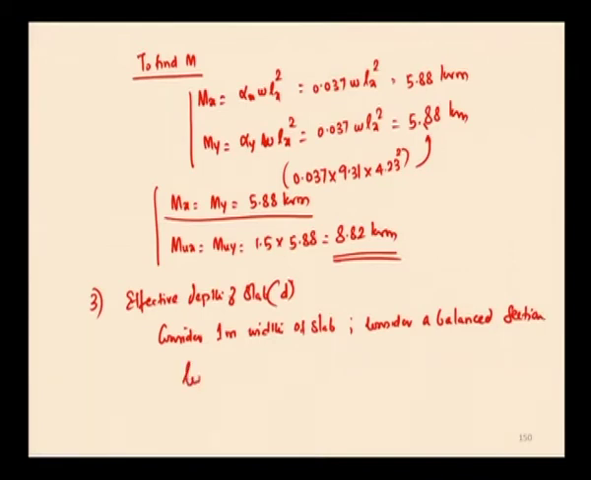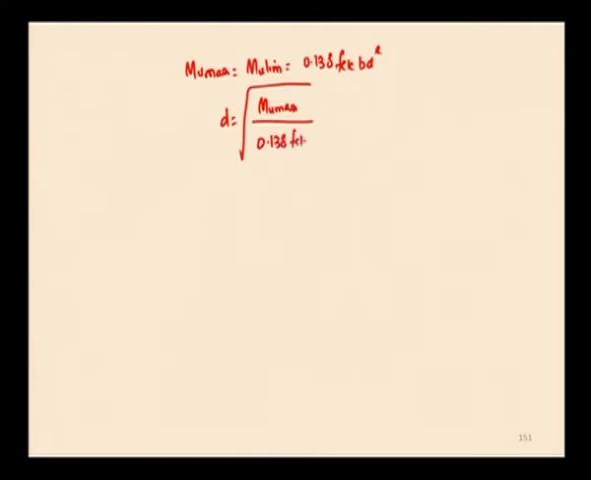So, by equating mu maximum to mu limit, that is mu maximum is equal to mu limit, which is equal to 0.138 fck b d square. So, d is equal to square root of mu maximum divided by 0.138 fck b.